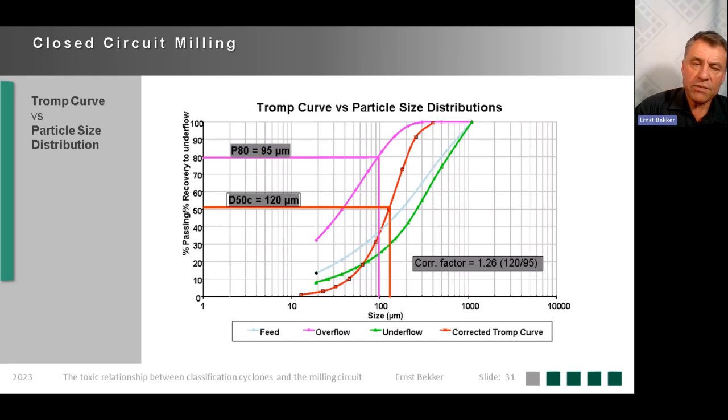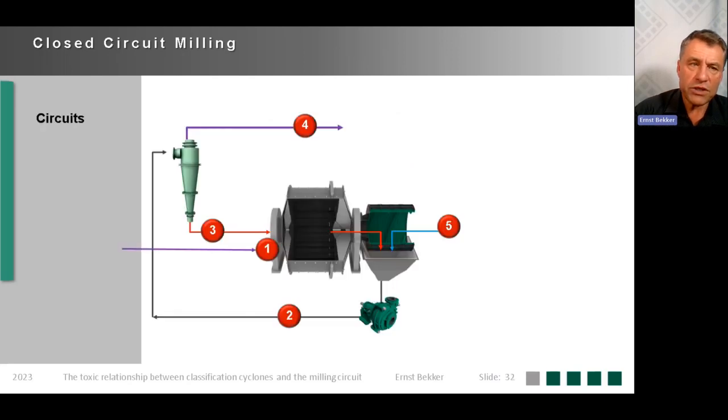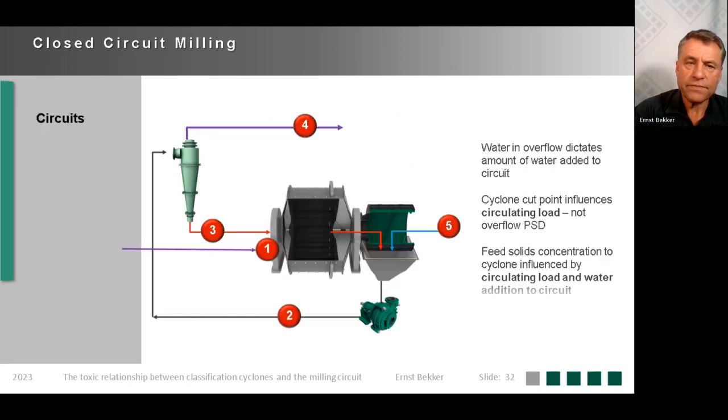They are separate curves. So if you want to install a cyclone with a finer cut point, it's going to try and move the overflow to a finer fraction as well. The mill circuit won't allow that, and you're making things worse. So in a closed circuit milling application, the water into the process, stream 5, is dictated by what is the overflow density that can be tolerated by the processes downstream. The cyclone cut point influences the circulating load and not the overflow size distribution.